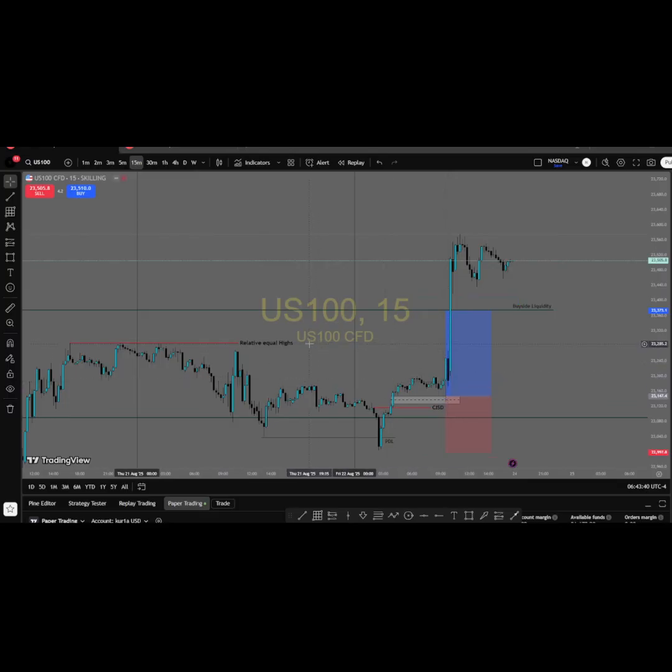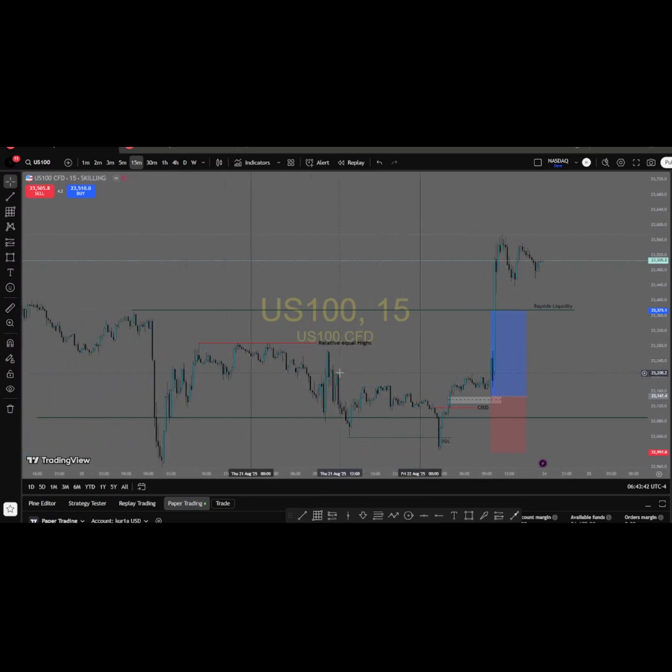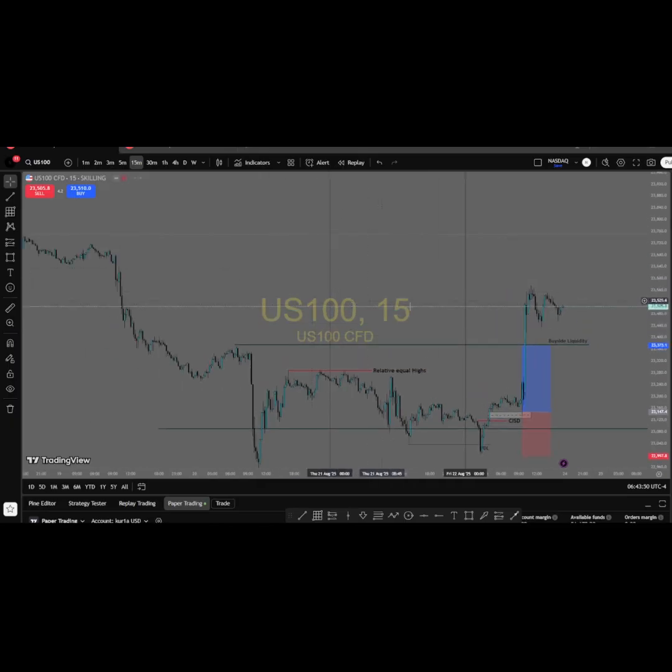I took some profits off at the relative equal highs. I took half of my position from the relative equal highs. I took another quarter of my position at the buy side liquidity, and then I left a runner that I closed later in the PM session when I noticed we were starting to get these funny retracements. So yes, that was it for me.